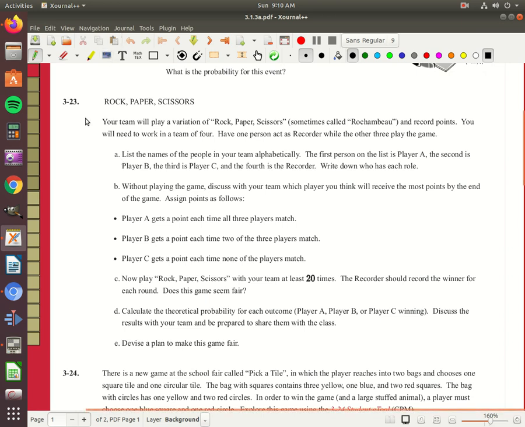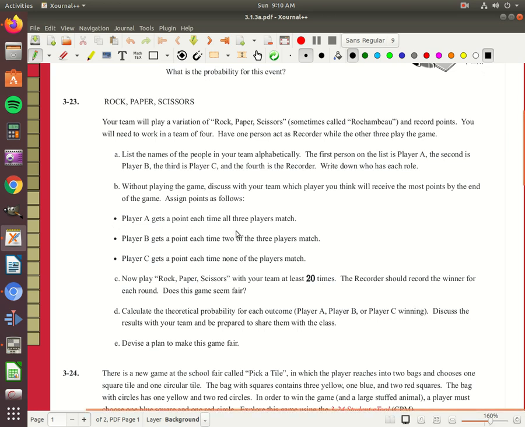So your team will play a variation of rock, paper, scissors, sometimes called Rochambeau, and record points. You will need to work in a team of 4, have one person act as recorder while the other 3 play the game. So list the names of the people in your team alphabetically, so we'll just have player A, B, and C, and the 4th is recorder A. Write down who has each role. Without playing the game, discuss with your team which player you think will receive the most points by the end.